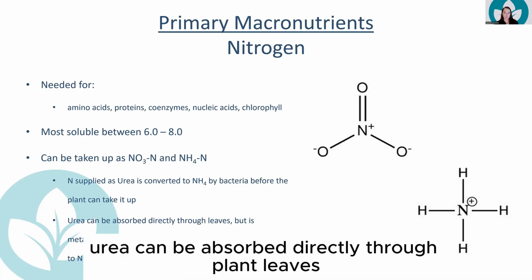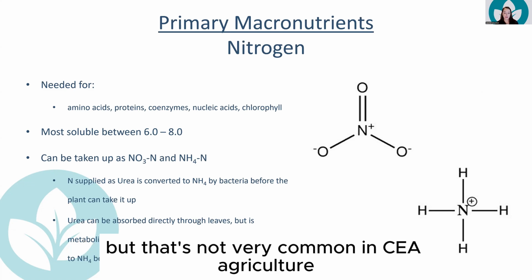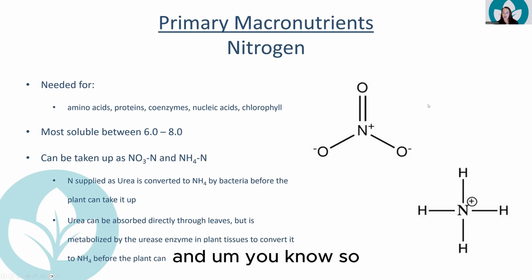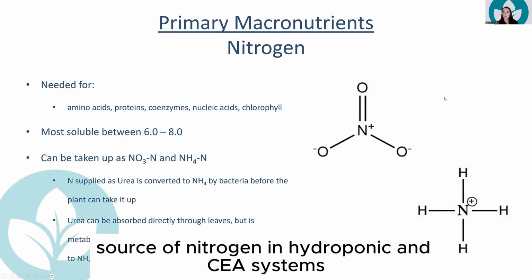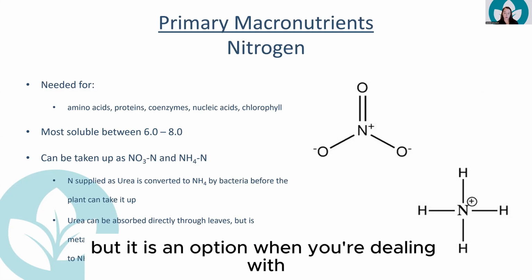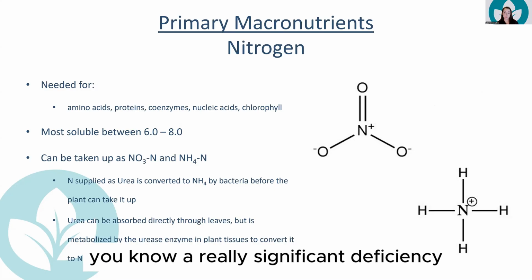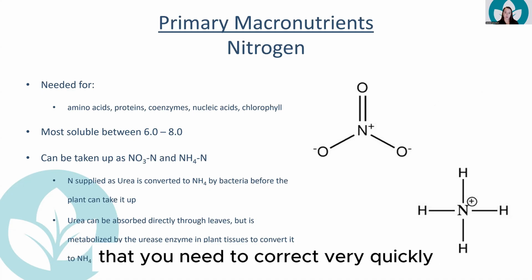Urea can be absorbed directly through plant leaves, but that's not very common in CEA agriculture, and so I wouldn't really consider that to be a major source of nitrogen in hydroponic and CEA systems, but it is an option when you're dealing with a really significant deficiency that you need to correct very quickly.